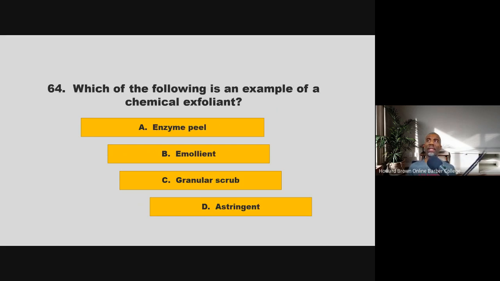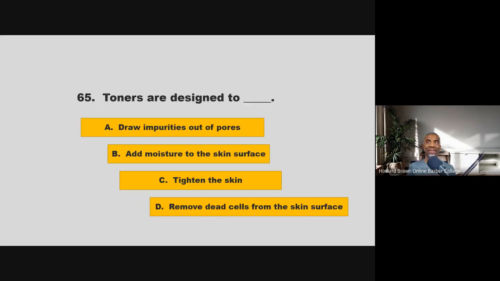Which of the following is an example of a chemical exfoliant? Is it enzyme peel, emollient, granular scrub, or astringent? If you chose A, enzyme peel, you are correct.